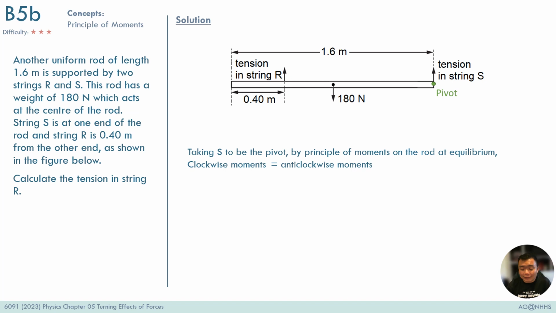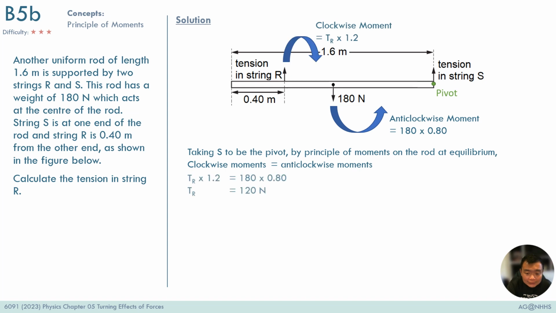So if I let S be the pivot point, I can then investigate all the remaining forces and find out what type of moments they create. So the 180 Newton downward force in the middle will want to make the whole rod rotate in an anti-clockwise direction about the pivot point. The values are there for you to check. The outward force R will want to make the whole rod rotate in a clockwise manner, and the values are there for you to check too.